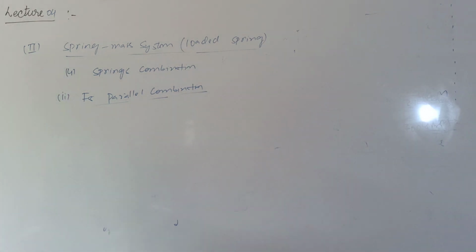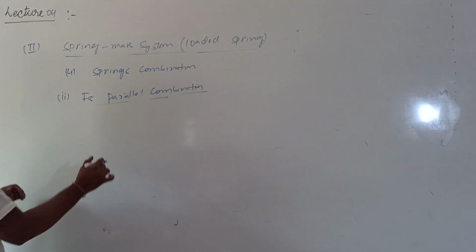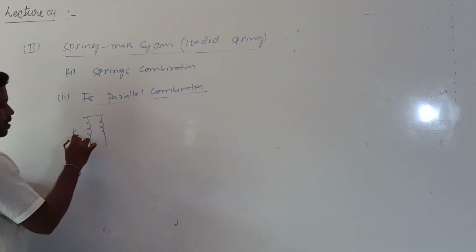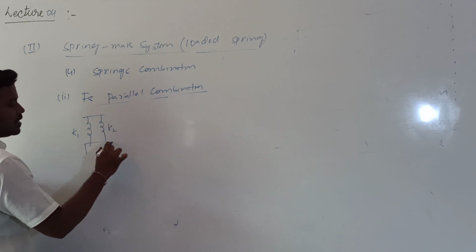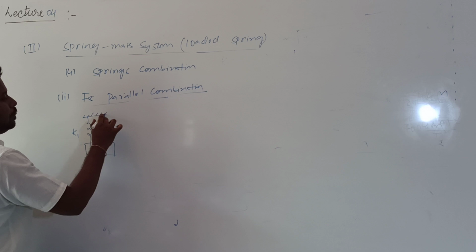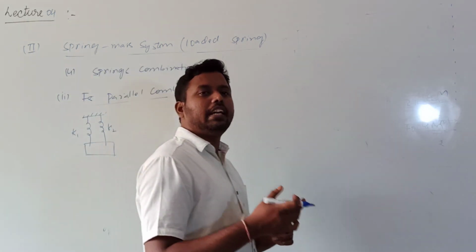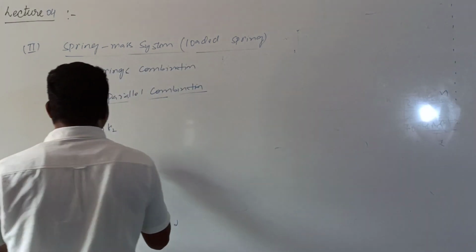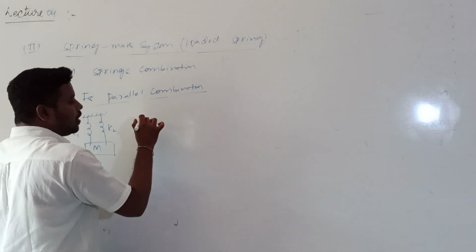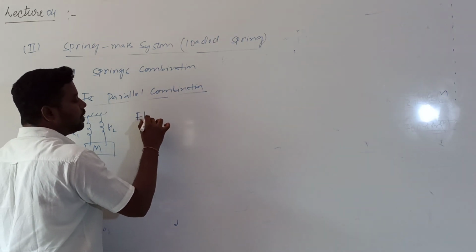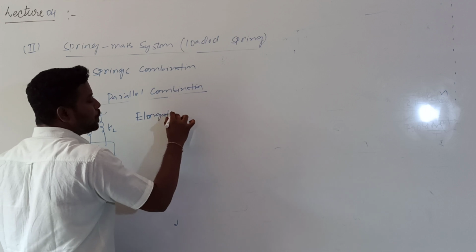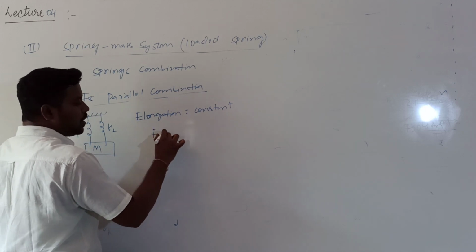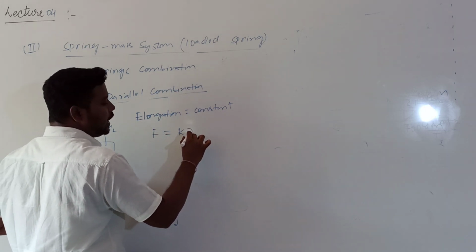Whenever two springs are connected in parallel, let me consider the first spring and second spring. First spring of spring constant K1, second spring of spring constant K2. They are said to be connected in parallel when their first ends are connected to a rigid support and second ends are connected to a block of mass M. In this parallel combination, the elongation in each spring will be constant. What is the general formula for restoring force? F(R) is equal to K into X.